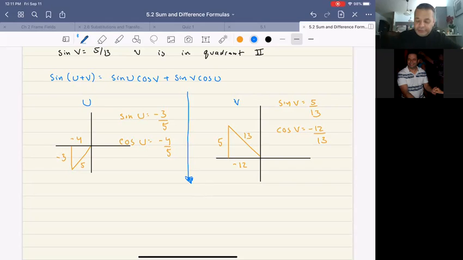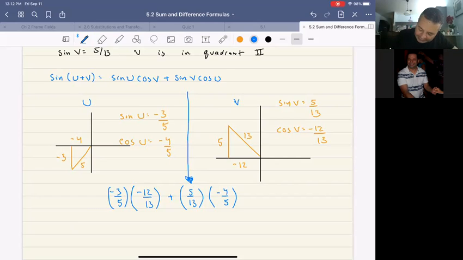Okay, so now your sine addition formula is going to give you -3/5, that's sine of u, times cosine of v, which is -12/13, plus sine of v, which is 5/13, times cosine of u, which is -4/5. Putting those together, I'm going to get 36/65 minus 20/65, which is 16/65.